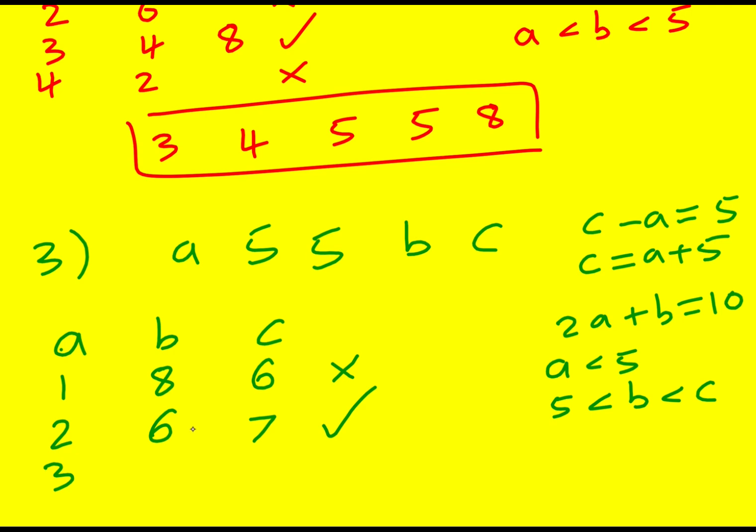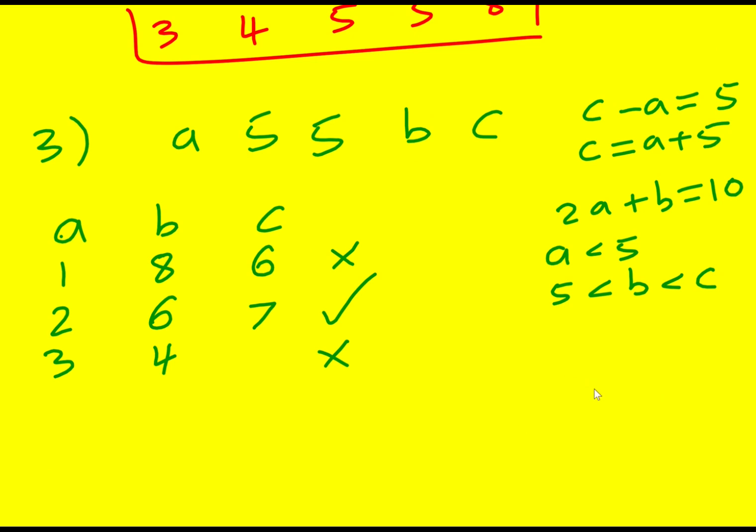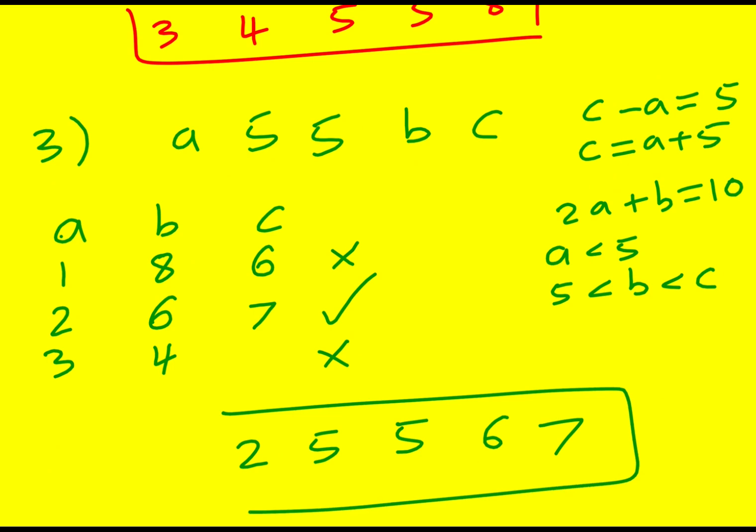If A is 3, then I'm going to get 6. B would be 4. So that immediately, no, that does work, but then that's no, because that has to be greater than 5 now. So that one's not going to work, and any other number is going to have B even less. So I found my other one. I've found my second solution. It's going to be 2, 5, 5, 6, 7. That will also give a mean of 5, mode of 5, median of 5, and a range of 5.